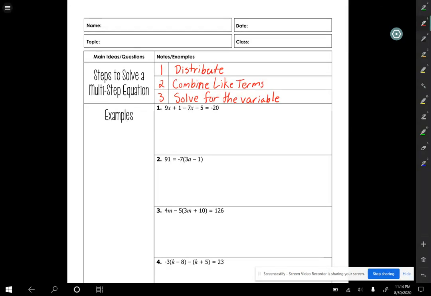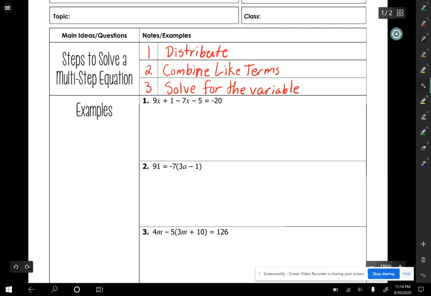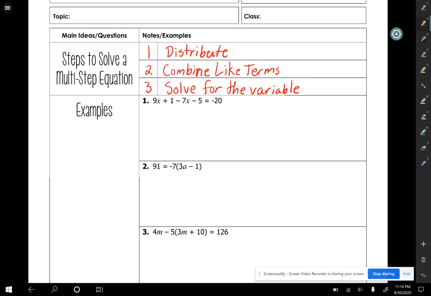Okay. Number 1 says 9x plus 1 minus 7x minus 5 equals negative 20. So there's no distribution in here. There's no parentheses. Step 2, we're going to combine like terms. There is a 9x and a negative 7x. We can combine those to make 2x. And then we have a positive 1 and a negative 5 to make negative 4 equals negative 20. Okay. I'm going to rewrite this so that our equal sign lines up.